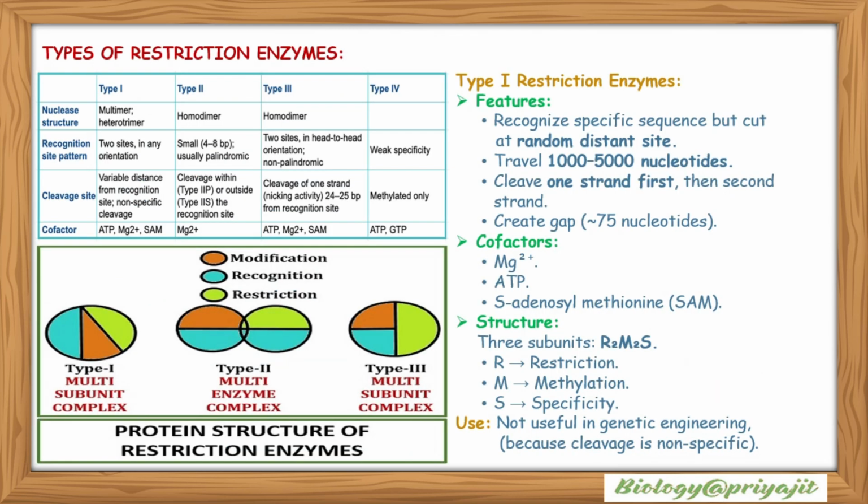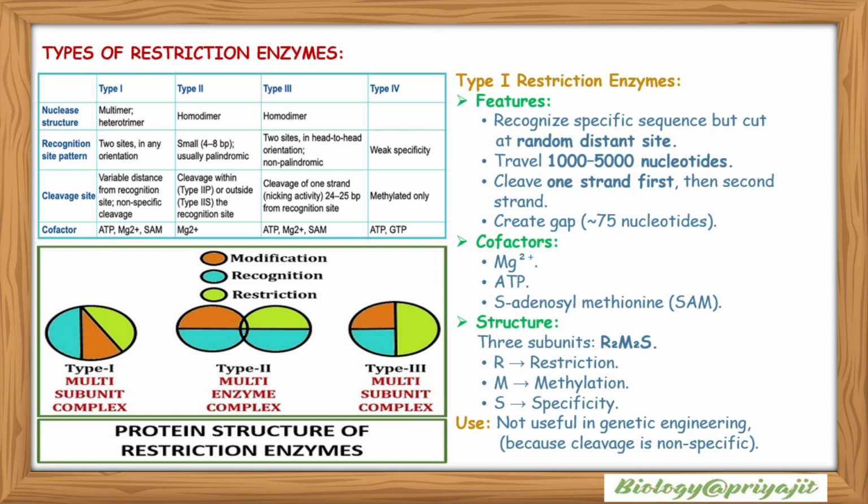Types of restriction enzymes: type 1, type 2, type 3 and type 4. Type 1 restriction enzymes basically recognize a specific sequence but cut at random distant sites. They travel nearly 1000 to 5000 nucleotides. They cleave one strand first and then the second strand. They create a gap that is approximately 75 nucleotides long. Cofactors magnesium 2 plus, ATP and S-adenosyl methionine (SAM) are required for their enzymatic action.